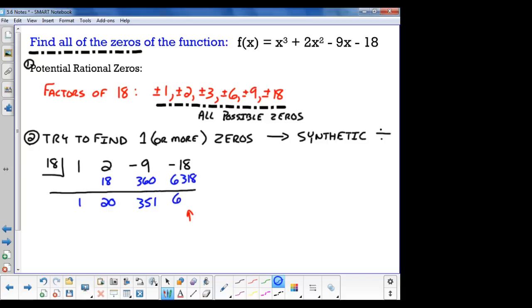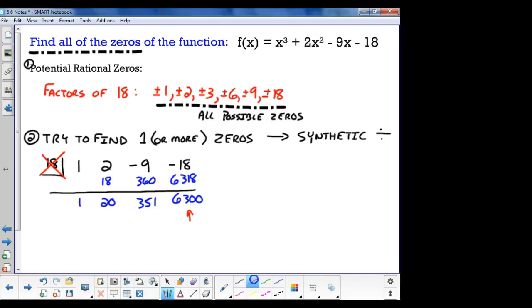6,318, which gives me 6,300. Not 0. So is 18 a 0? No. So this is not a 0. So I'm not even going to worry about it anymore. Okay? Let's pick another one.